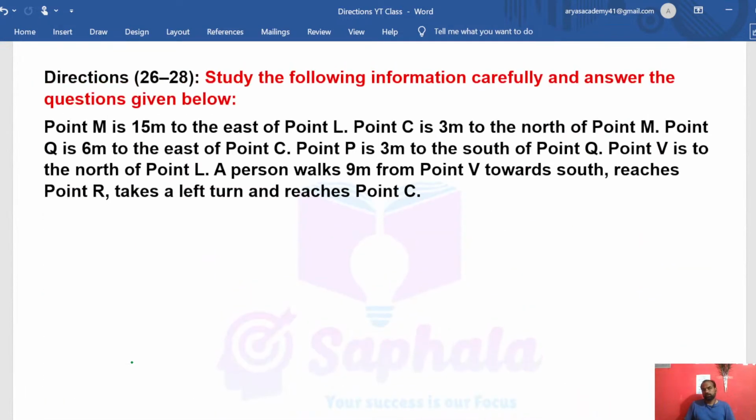Now, so please solve these 3 questions again. You have been given 3 questions, and according to this information, you can solve all those 3 questions. First, draw a diagram with respect to this information. Point M is 15 meters to the east of point L. Point C is 3 meters north of point M. Point Q is 6 meters to the east of point C. Likewise. So please form a diagram. Draw the diagram with respect to the given information and post your answers.